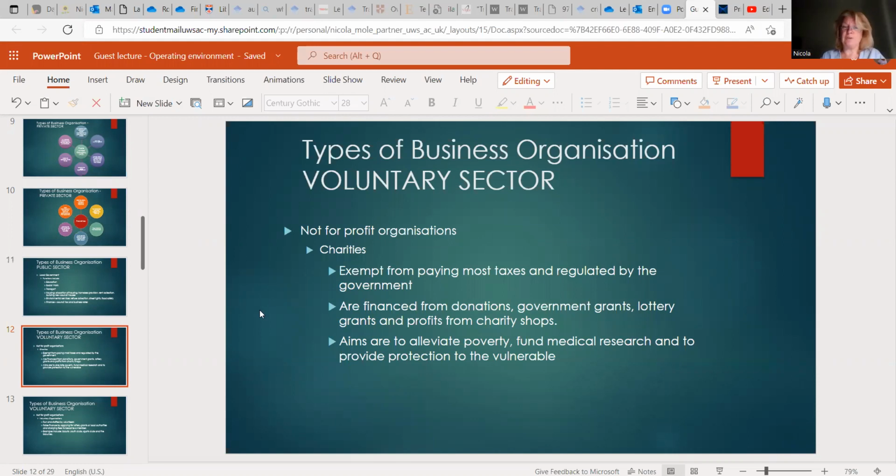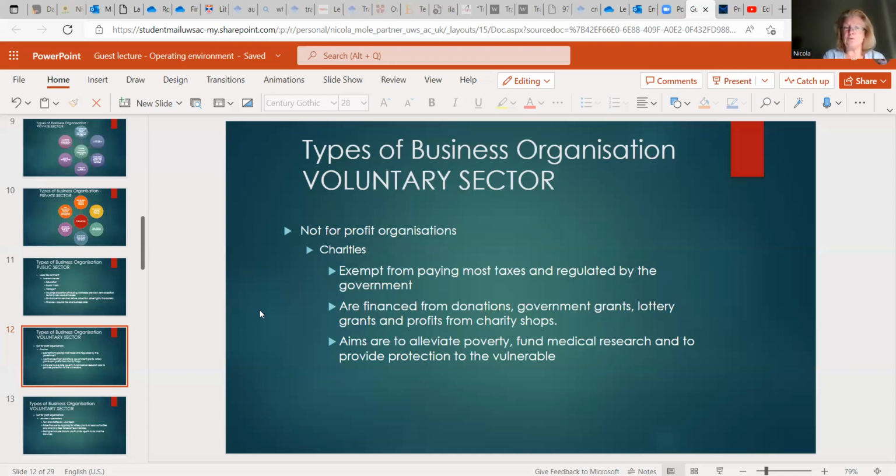You'll also get a lot of businesses contributing to charities. They might get tax breaks for doing it. And it's also part of their corporate social responsibility. These not-for-profit organisations are set up to alleviate poverty in local areas, or maybe to fund overseas projects, to fund medical research, and to provide protection to the vulnerable.